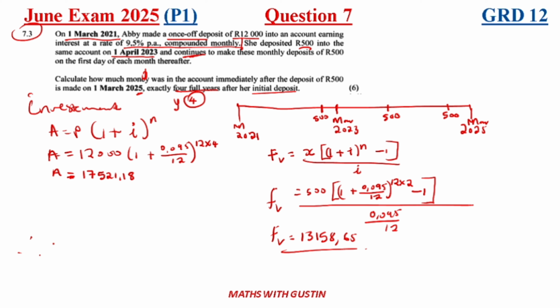So now the total amount in the account will be the sum of these 2. So how much money will be in the account? You just add the two together. Guys, there's many ways to kill a cat. You could have done this differently, all at once, not a problem, as long as we get to the same answer. So my final answer for this question will be 30,676.83. Let me know what you guys think of this question, question 7.